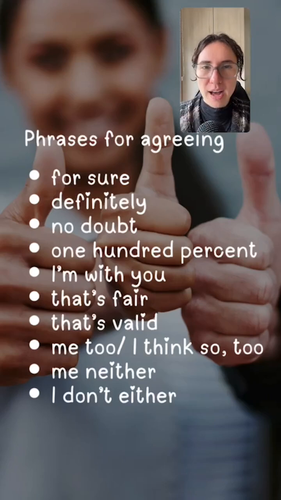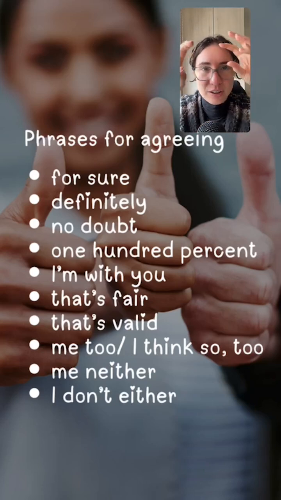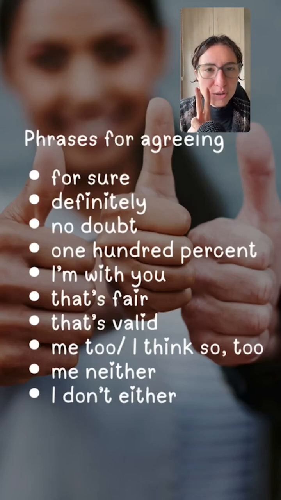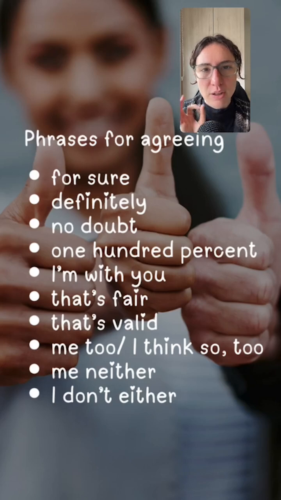I don't either. I don't like this movie. Me neither. It's always used to combine two things. You could also say neither of the students liked the movie. So whenever you're talking about two things, we use either or neither.